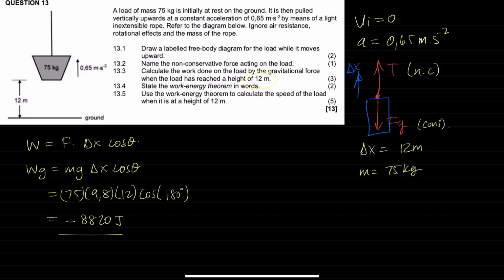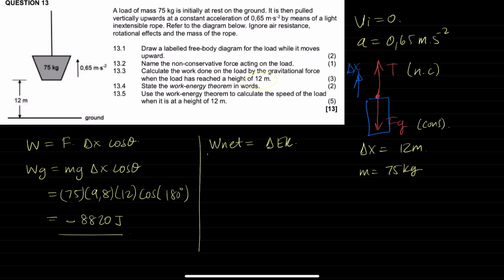Next question says, state the work-energy theorem. We will leave that out. And the last question, use the work-energy theorem to calculate the speed of the load when it is at a height of 12 meters. So work-energy theorem is W net is equal to delta Ek.